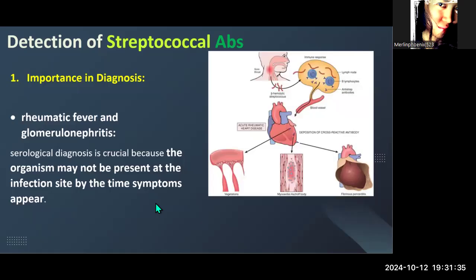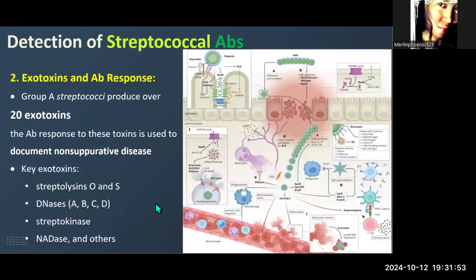So how important is diagnosis? Serological diagnosis is crucial because the organism may not be present at the infection site by the time symptoms appear, especially in rheumatic fever and glomerulonephritis. And then exotoxins and antibody response. Group A streptococci produce more than 20 exotoxins, and the antibody response to these toxins is used to document non-suppurative diseases.